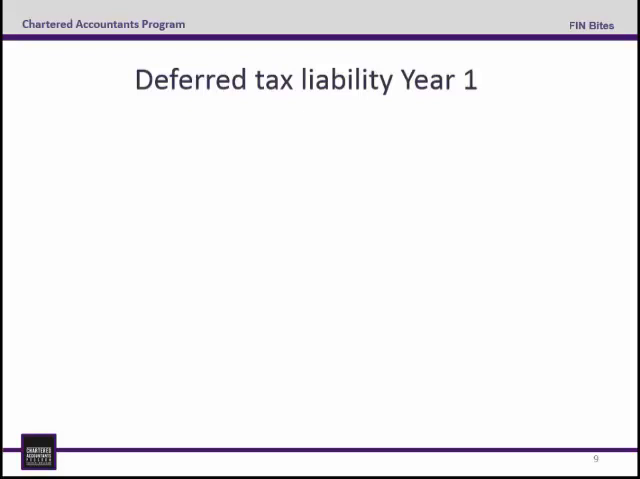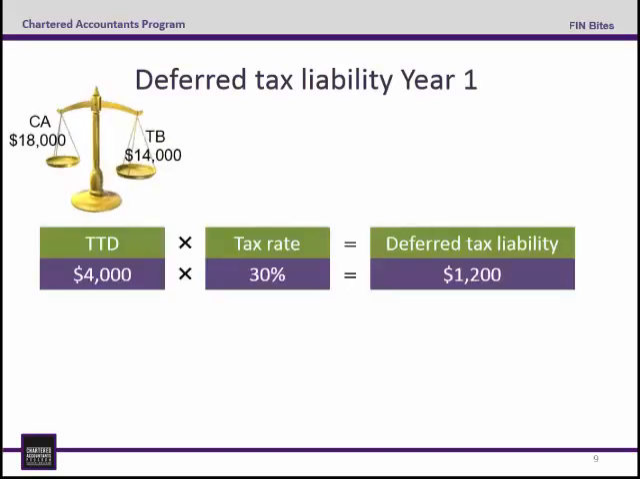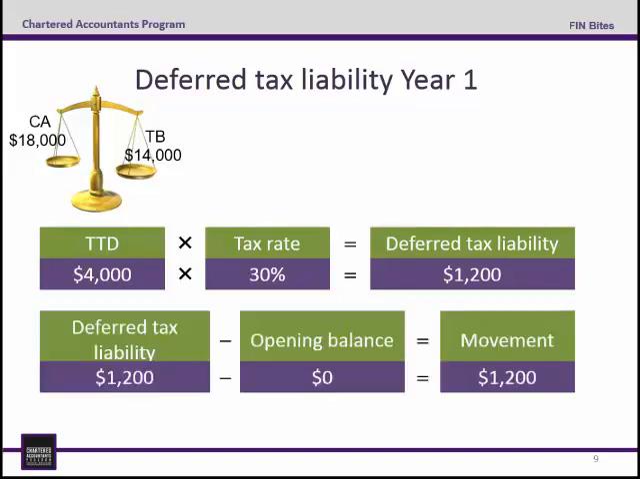So let's look at the deferred tax liability at the end of year one. There's our taxable temporary difference. We multiply it by the tax rate. We need to recognise a deferred tax liability of $1,200. But remember, when we do our tax effect accounting, we're only putting through a journal entry for the current year movement. So the opening balance in the DTL in relation to this asset was 0, because remember, we only bought the asset at the beginning of the year. So there was no temporary difference at the very beginning of the year.